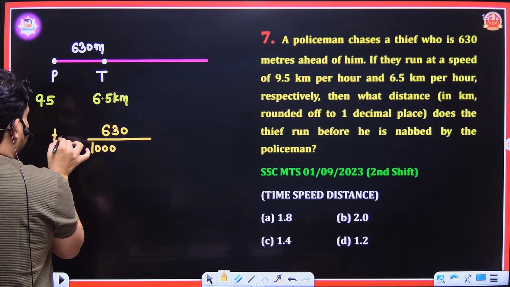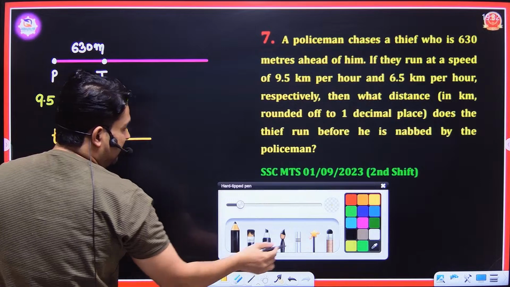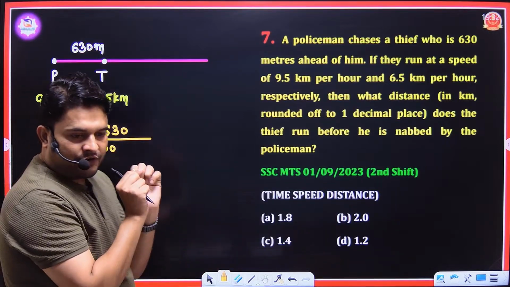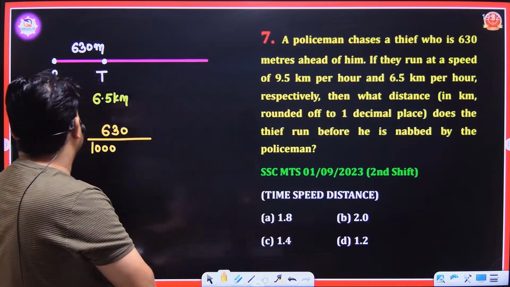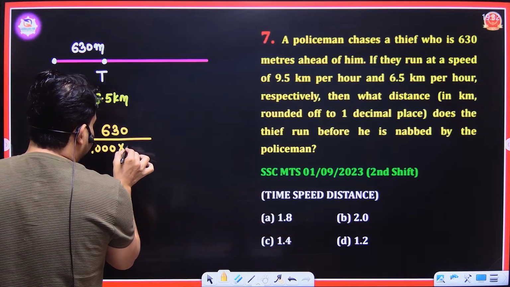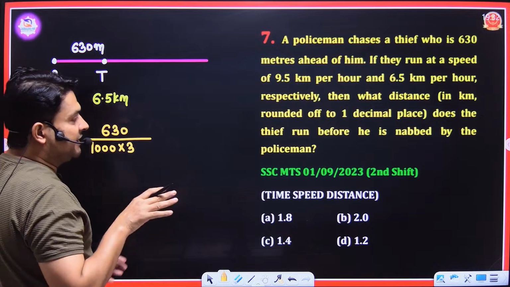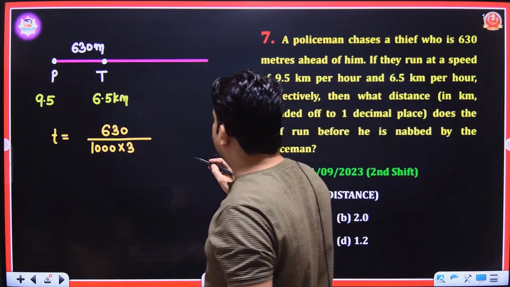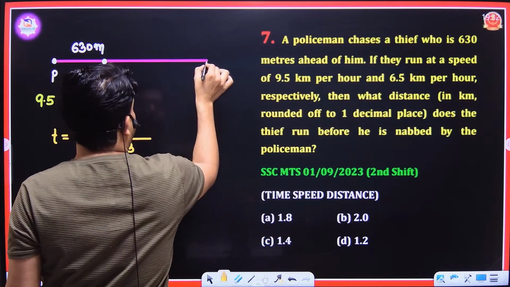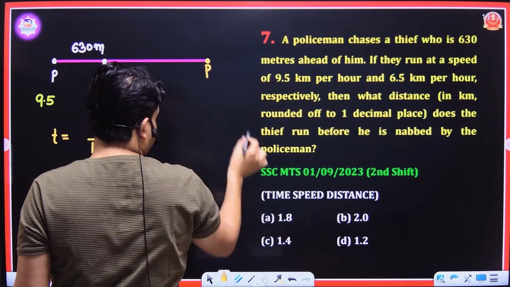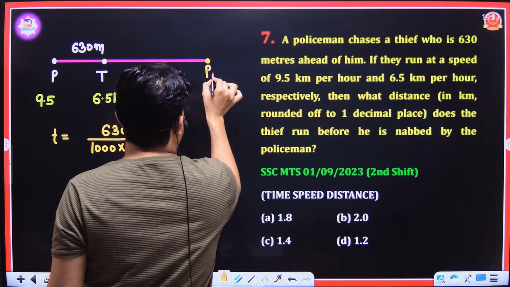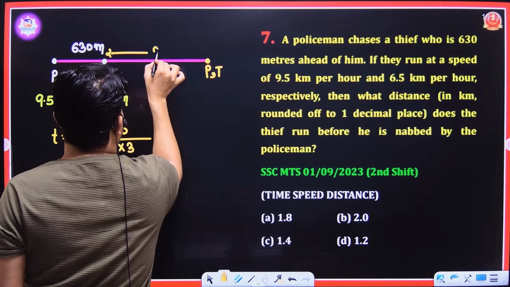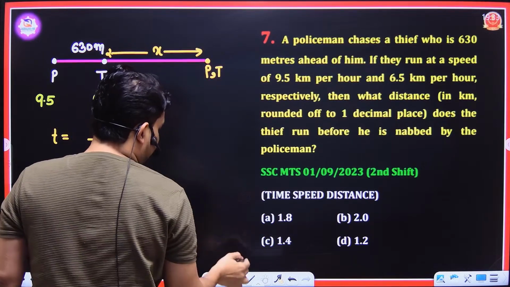I have to calculate the time, and time is distance upon speed. The relative speed in the same direction of two persons is the difference of the speeds, and the difference is 3 here. So this is the time taken by the policeman to catch this thief. If the policeman caught the thief here, then you have to calculate this distance. Suppose this is the x distance. You have to calculate the value of x.